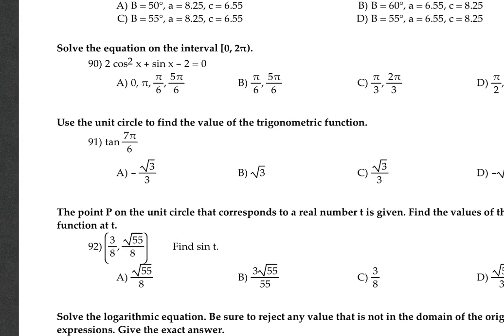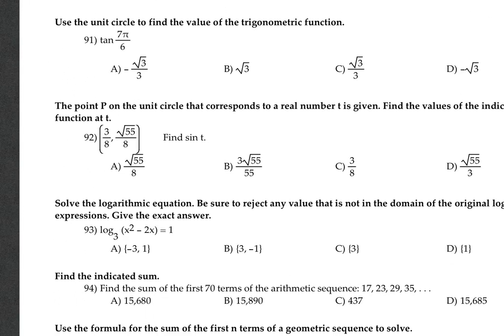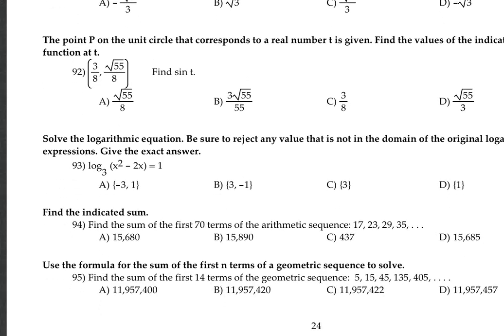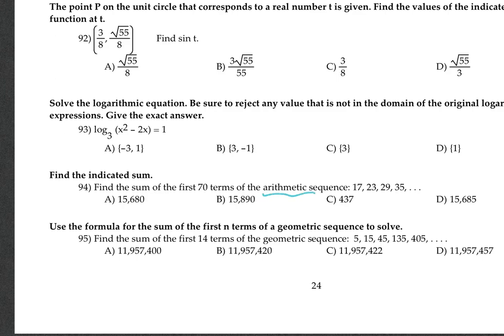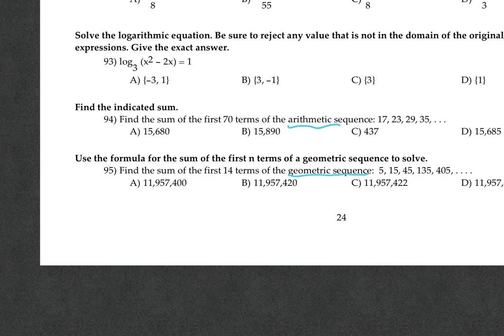92 is back to solving. 91 is using your unit circle. 92 is your coordinate point, so it's back to like what we did yesterday. 93 goes back to logs. 94 is arithmetic sequence. 95 is the sum of the geometric, so sum of geometric. You're gonna have to find, oh, let me actually, instead of doing it that way, sorry, A1 times 1 minus R to the n over 1 minus R is the sum of geometric because it's finite.